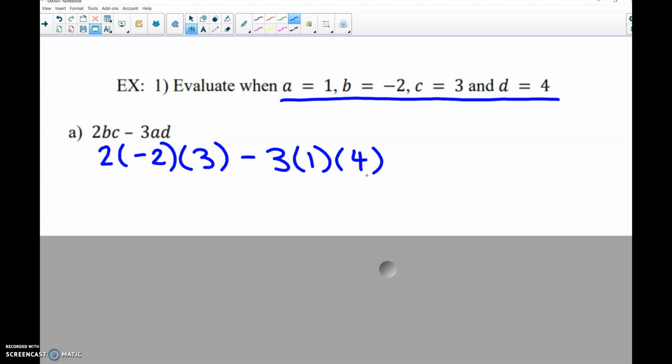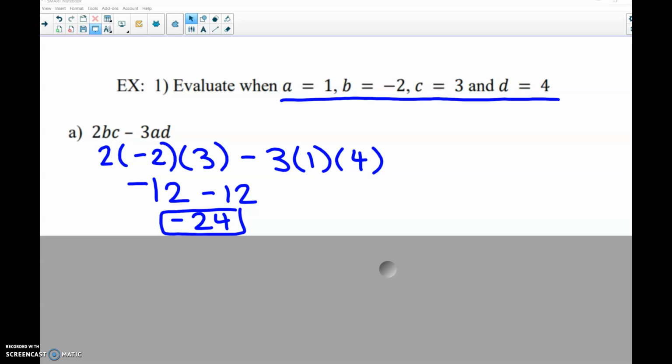Let's take a minute and check to make sure I was correct. And now we are using order of operations to simplify. Notice in between all of these parentheses here, all of those 2BC, that is multiplication. So go ahead and take a minute and do order of operations to simplify that expression.